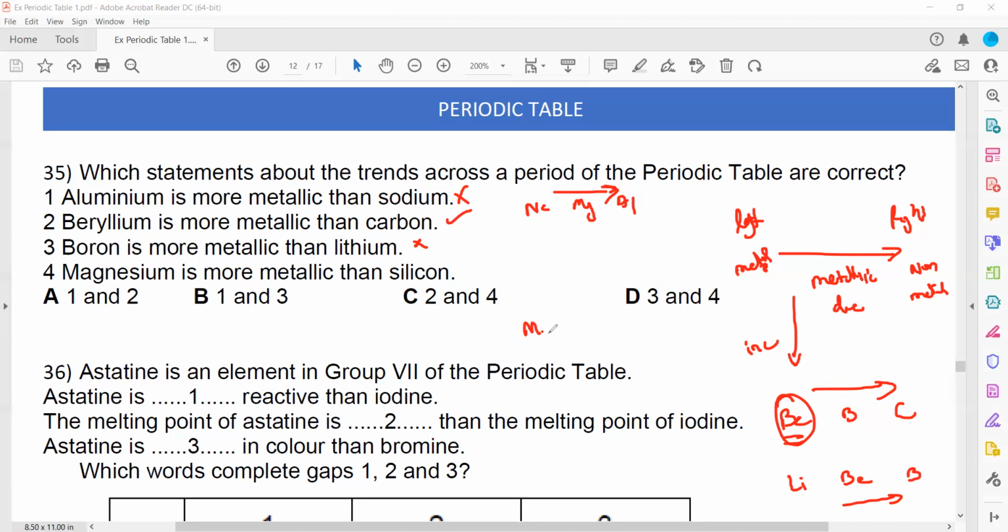And magnesium is more metallic than silicon. When we check magnesium, aluminium, and then silicon, yes, magnesium is more metallic. So it means statement 2 and statement 4 are correct. So C is the right answer. So most metallic is on the left hand side and at the bottom of the periodic table. Less metallic is on the right hand side or top of the periodic table.